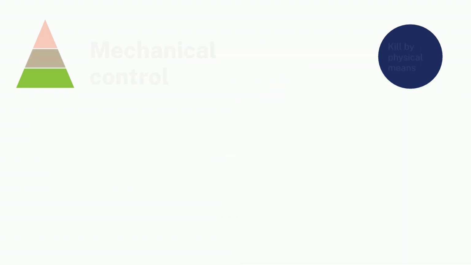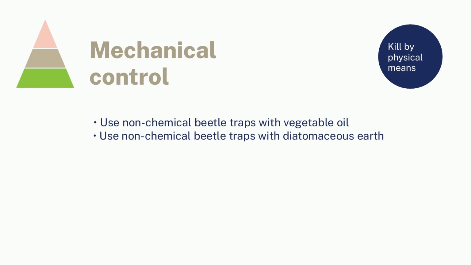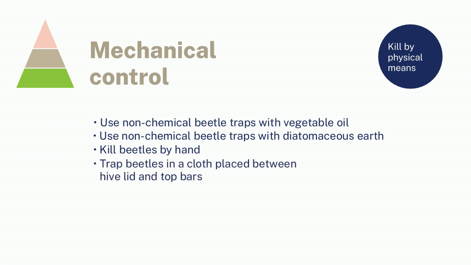Mechanical controls are used to kill small hive beetle by physical means. There are several mechanical means to control small hive beetle which include using beetle traps with a non-chemical control agent such as vegetable oil or diatomaceous earth where legal. Killing small hive beetle by hand may be workable with only a few hives. Trapping beetles in shucks cloth or other rough fabric placed between the hive lid and top bars of frames is another form of mechanical control.